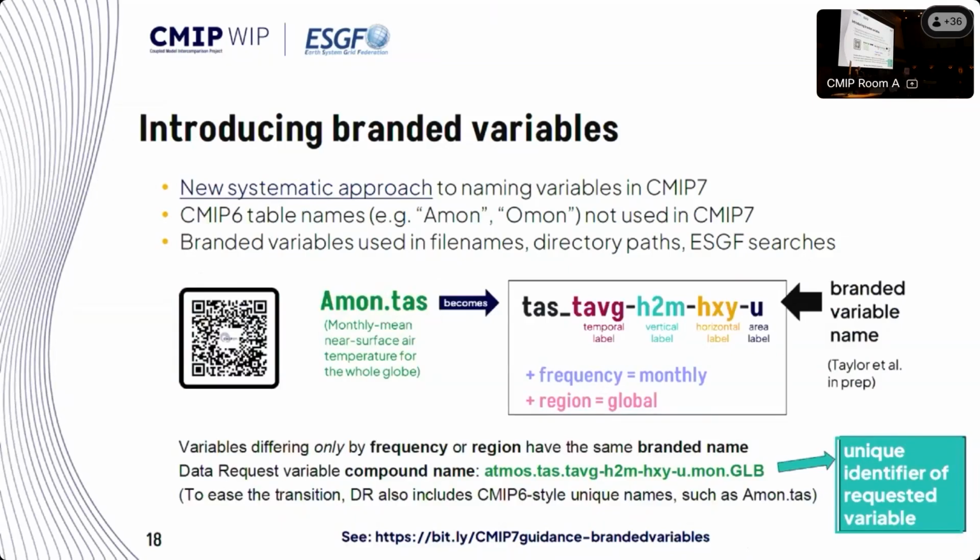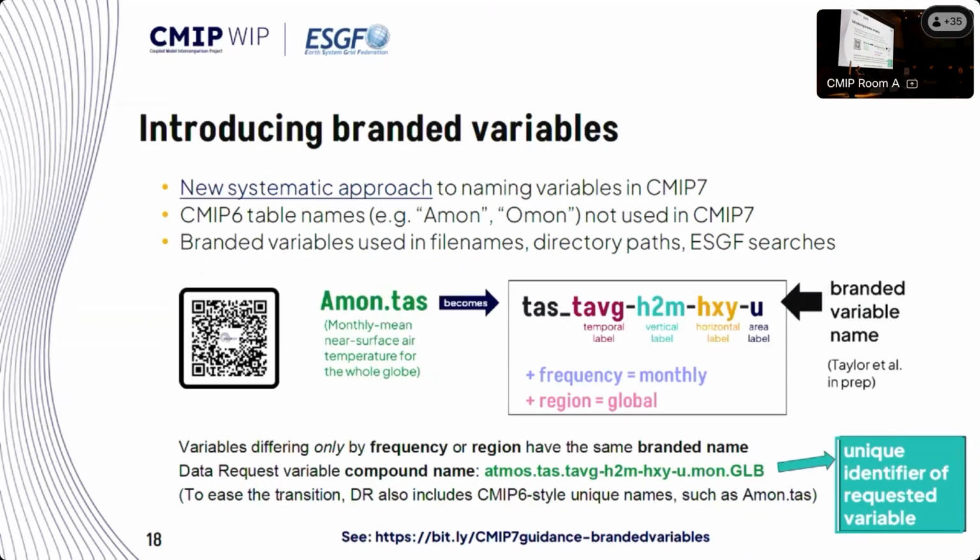Okay. Hi, everyone. So yeah, users of CMIP 7 data will need to know that there is a new systematic approach to naming variables that has been introduced in CMIP 7. And the intention of this scheme is to make it easier to find the variables you want, although, of course, because it's new, some adjustment will be required. What this means is best illustrated, I think, by this example shown here on the slide.